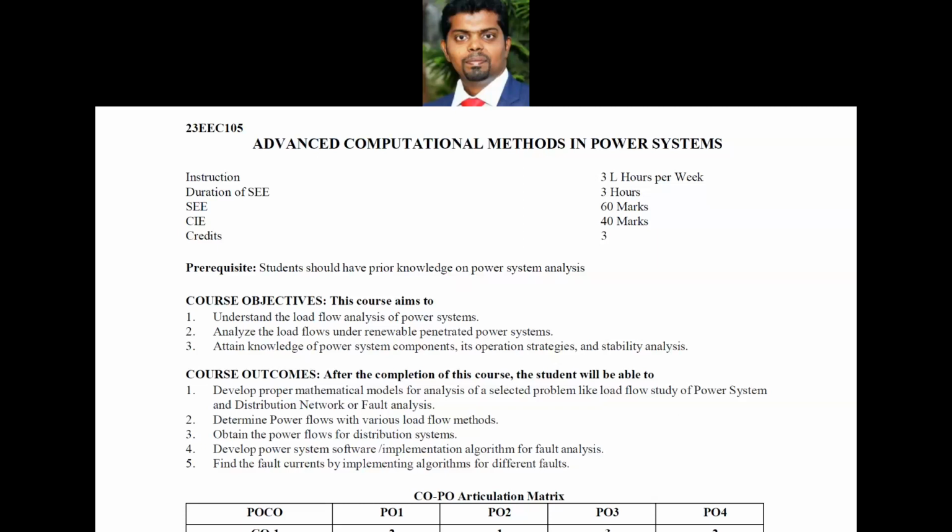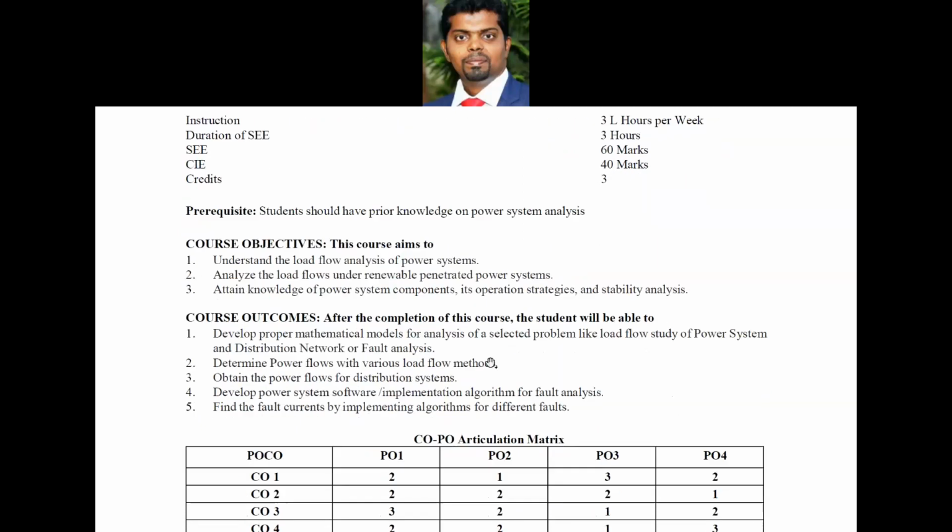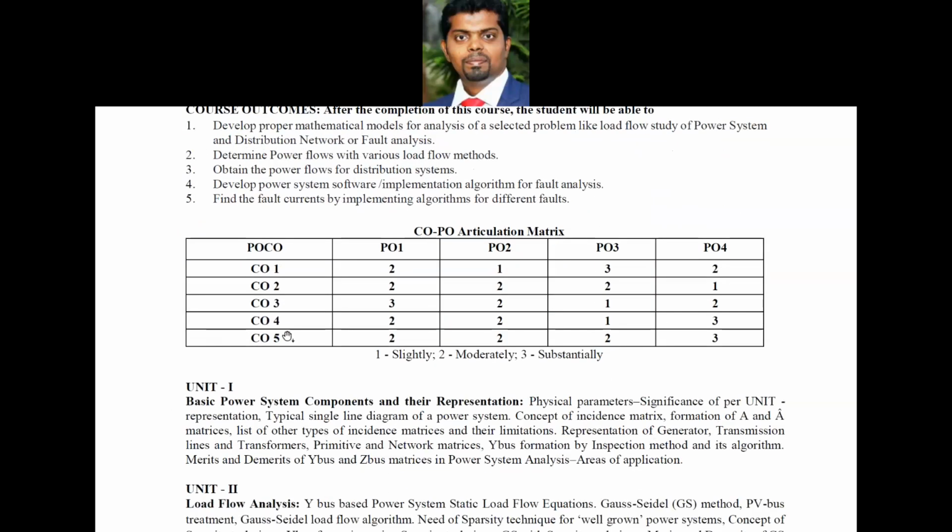Next, we are determining the power flows with the load flow models. There are some load flow models. For formulating these load flow models, take unit number 1, basic power system components and their representation. Here in unit 1, we are going to concentrate on the single line diagram and how to frame it. What is the significance of per unit representation? Already you might have studied the per unit analysis, how to calculate the per unit, and what the advantages of calculating per unit are.